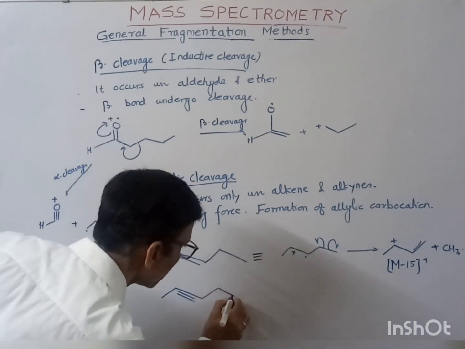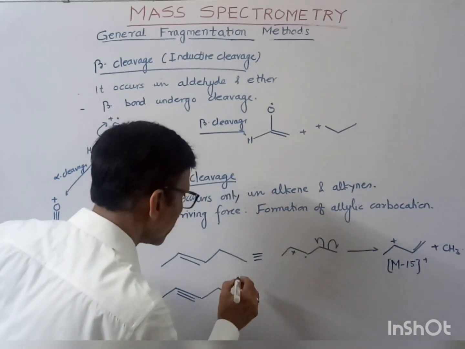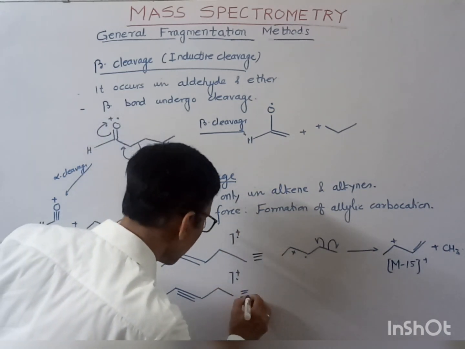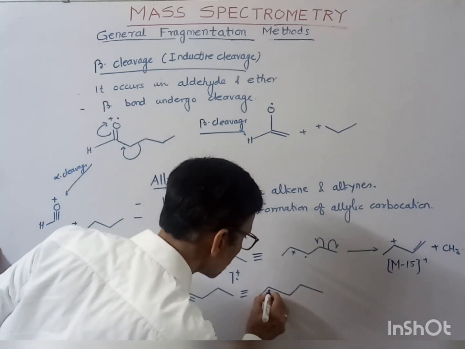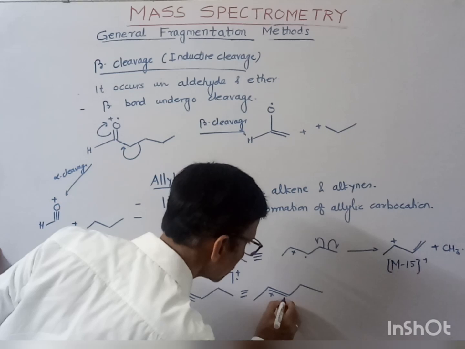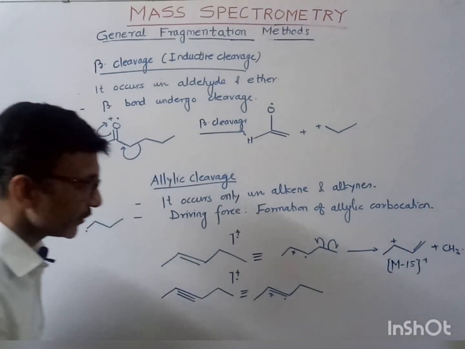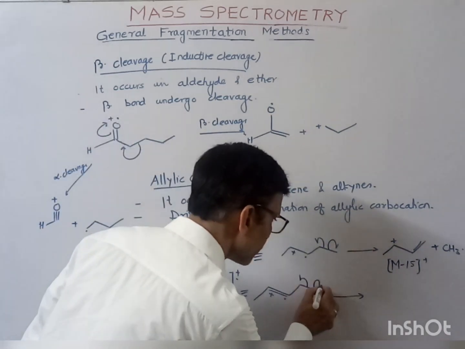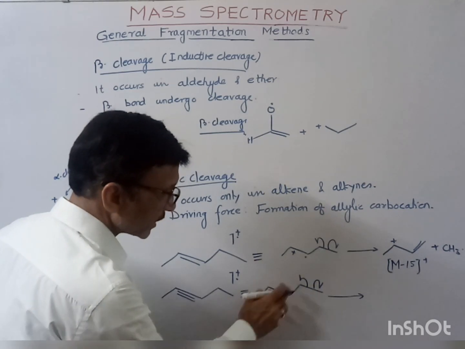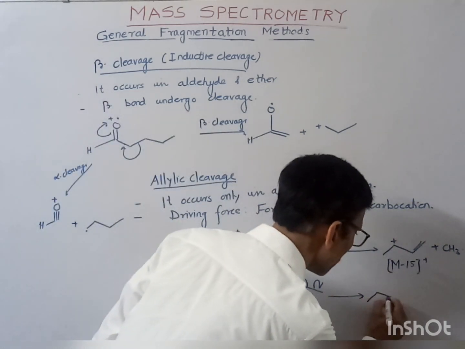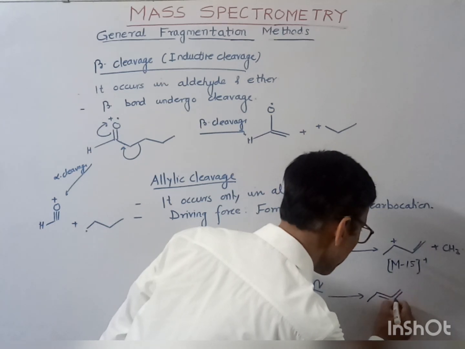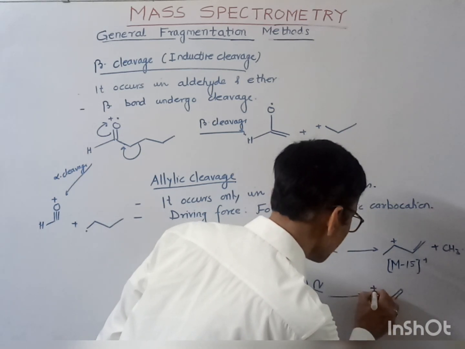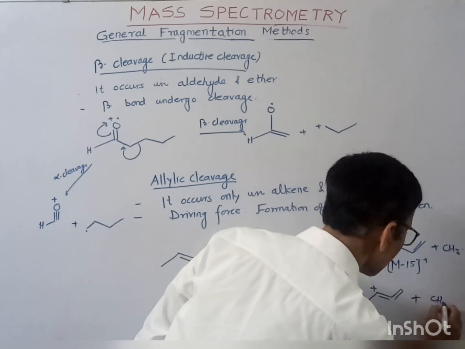This is alkyne, and this is the radical cation. This is also a radical cation, and you may write it in this way again. So this is a double bond and positive charge, and this one. So again, if you want to show the allylic cleavage, then it will cleave in this way. So this radical and this radical will form a double bond. This is the double bond which is formed like this. Okay, and positive charge is present over here, plus this methyl radical.